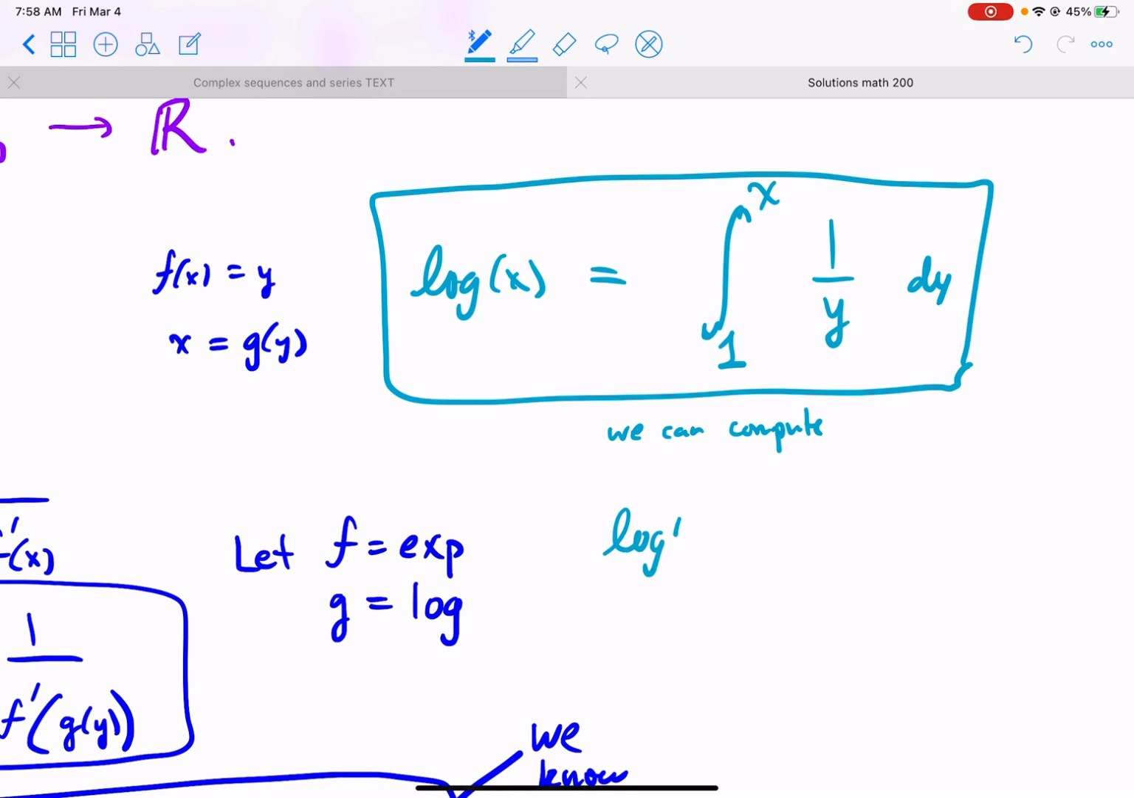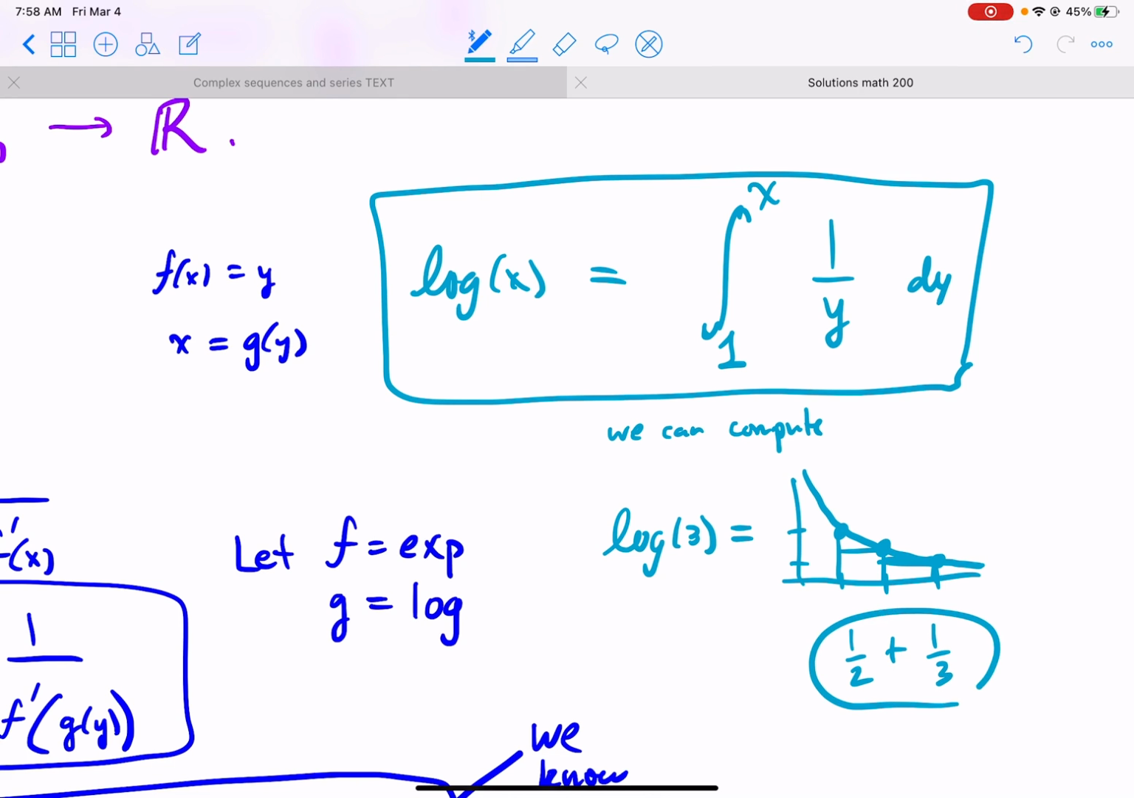So if somebody, this monster, asked me for log of 3, then I can compute this function. At 1, it's 1. At 3, it's 1/3. At 2, it's 1/2. I can split this up and start doing Riemann sums super easily. So my first approximation would be this area, which is 1 times 1/2. My second approximation would be this area, which is 1 times 1/3. So my approximation to log of 3 would be this.